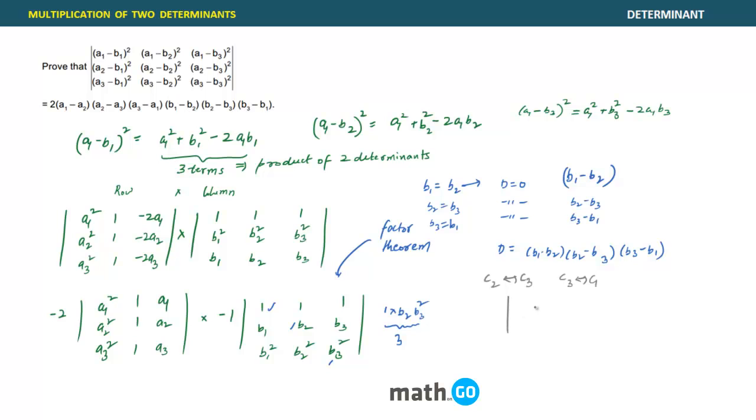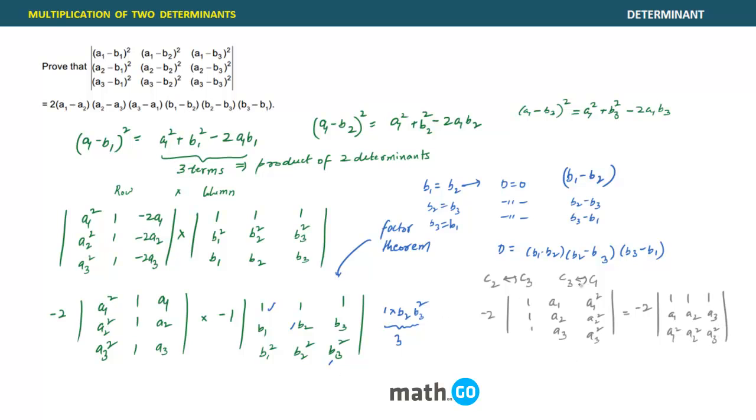So what this determinant will look like is something like this: a1, a2, a3, and this will be a1 square, a2 square, a3 square, right? And since I have swapped the columns twice, it will not change the sign. Minus 2 will remain outside. And now even if I take the transpose of this, the transpose does not change the value of the determinant. So you can write it as this also.